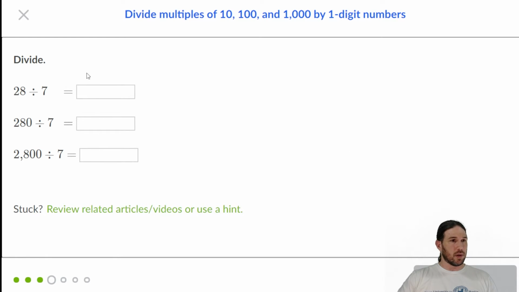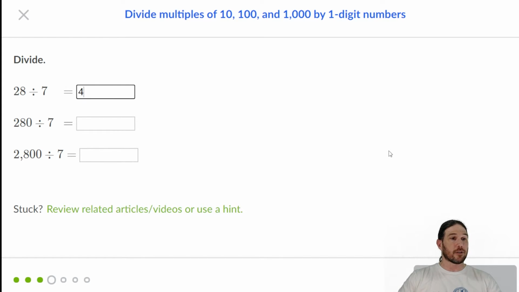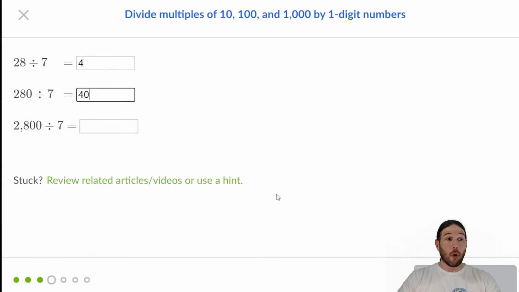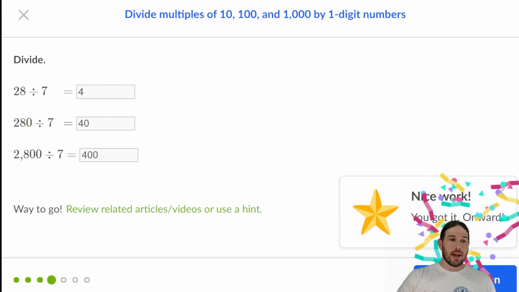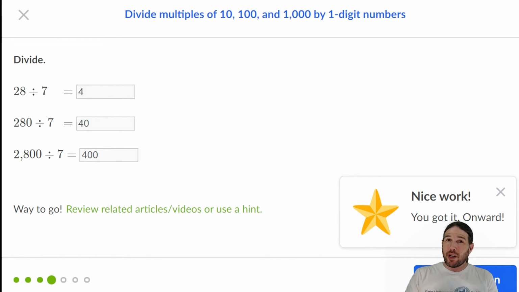Here's a nice simple one. 28 divided by 7 is 4. Which means that 280 divided by 7 is 40, right? Same thing, just add a 0. And 2800 divided by 7 would be 400. I like this kind of problem because it really shows you the pattern involved. These zeros, so long as the 28 divides evenly without remainder, just kind of carry along for the ride.